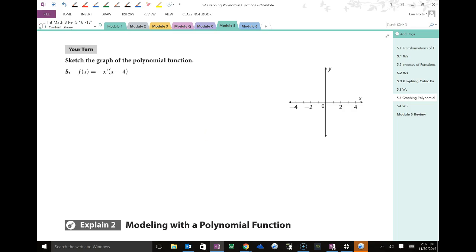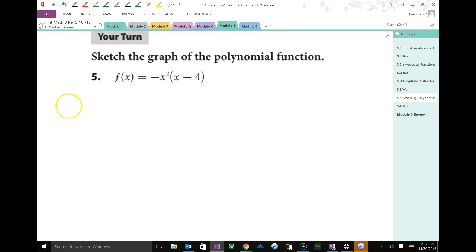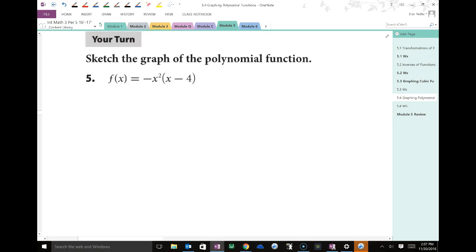Okay. What does this one look like? How many x's are there? There's 3. So what does it look like? There's x squared and x. How many are in x squared? Okay, so this is going to look like a negative x cubed function. So what does it look like? John Travolta, which arm is up?